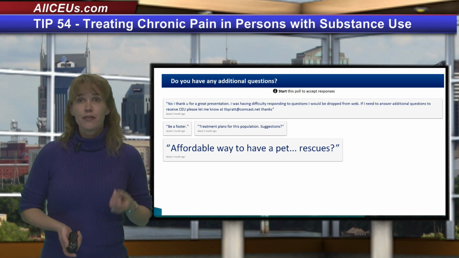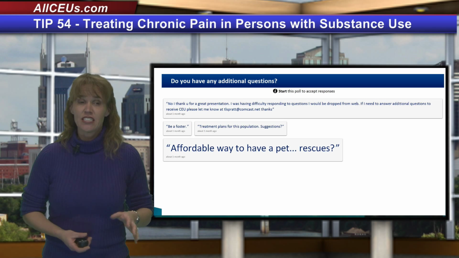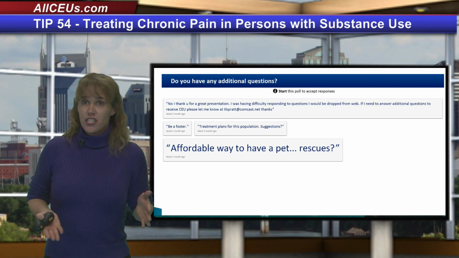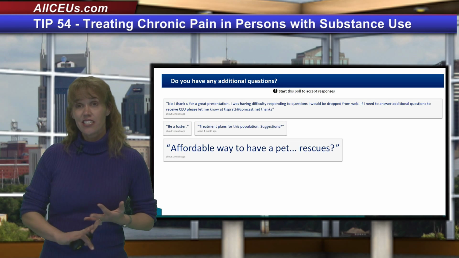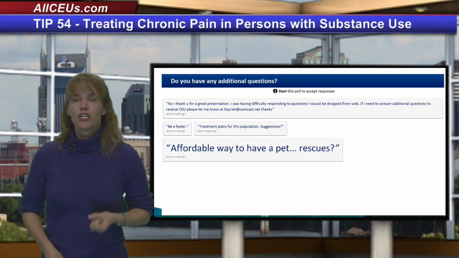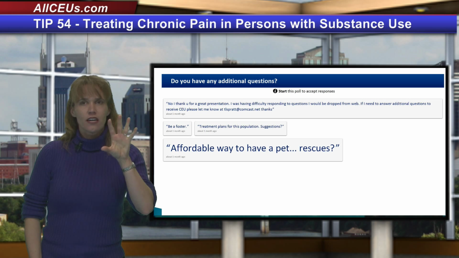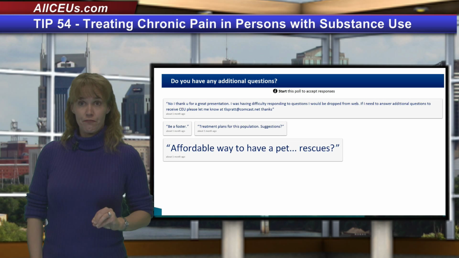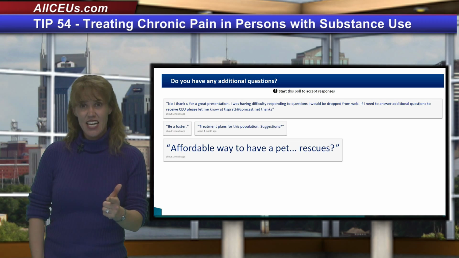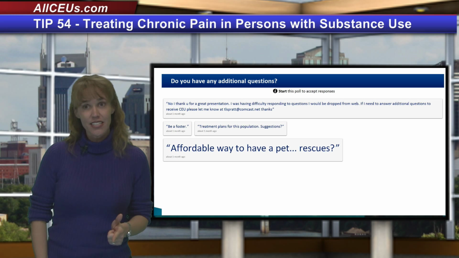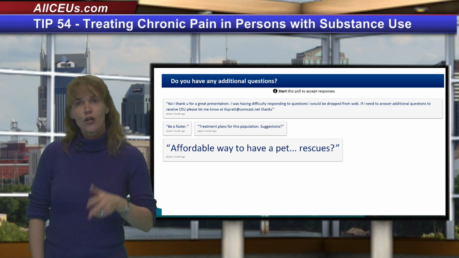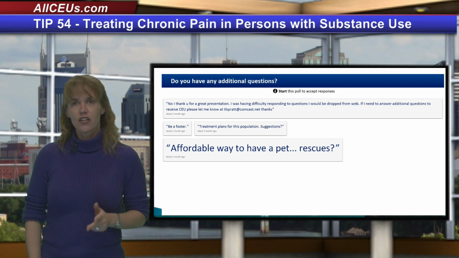Working on developing treatment plans for this population, focus on the person's strengths, needs, abilities, and preferences. You really want to identify, again, what the pain means to them. How bad is it? How is it impacting them negatively? And what can you do to mitigate those negative effects?